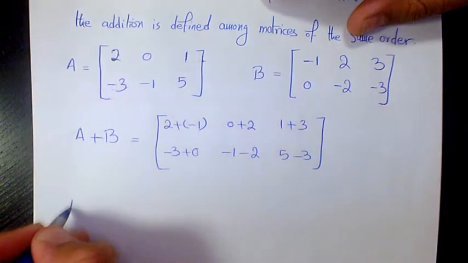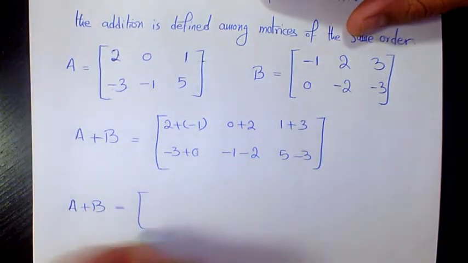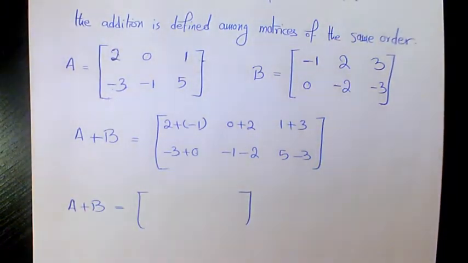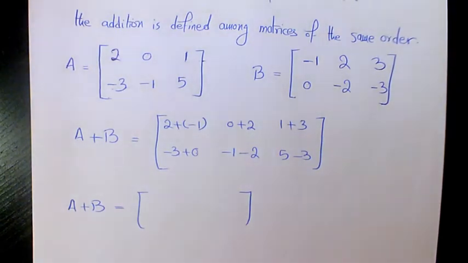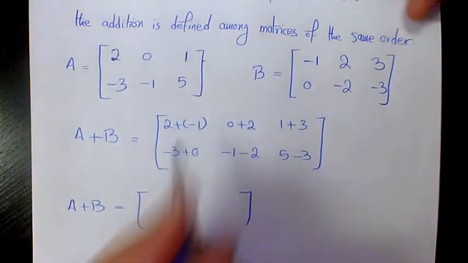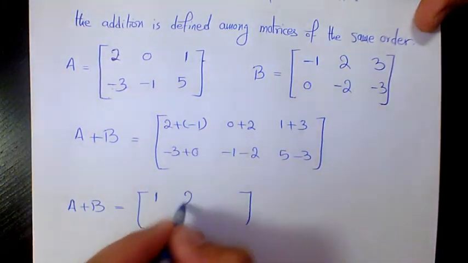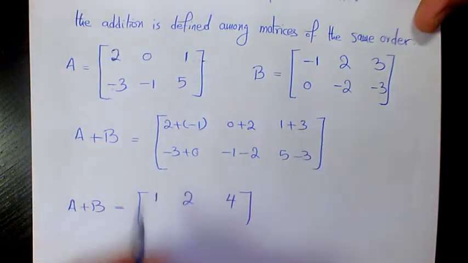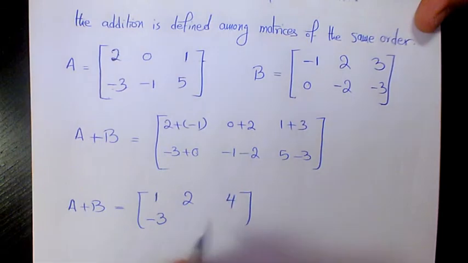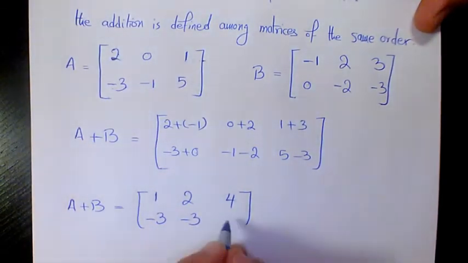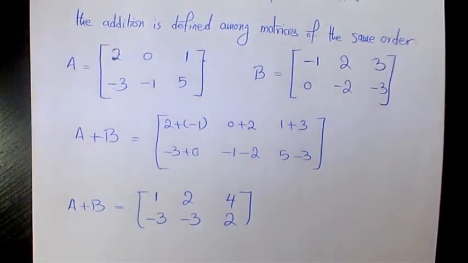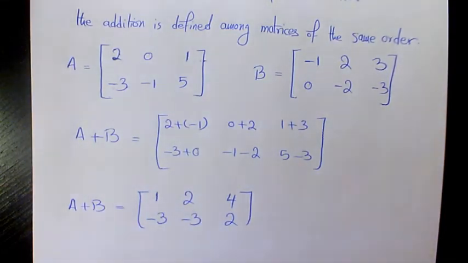Which means that A plus B is going to be the same order matrix, which is 2 minus 1 is 1, 0 plus 2 is 2, 1 plus 3 is 4, negative 3 plus 0 is negative 3, negative 1 and negative 2 is negative 3, 5 minus 3 is 2. So it is also 2 by 3. So that's how we add the matrices. The most important thing is the size or the dimension of the matrices must be exactly the same.